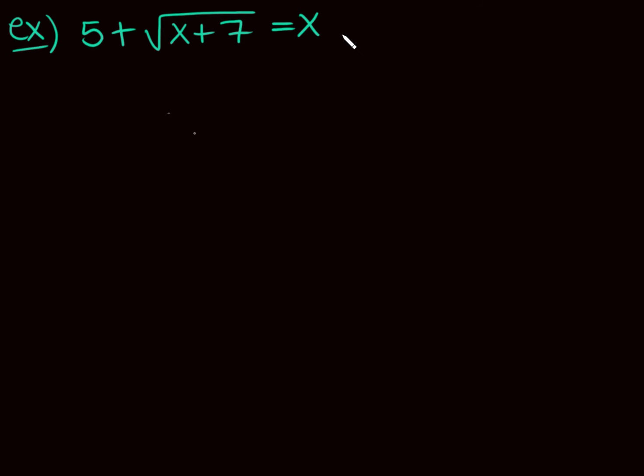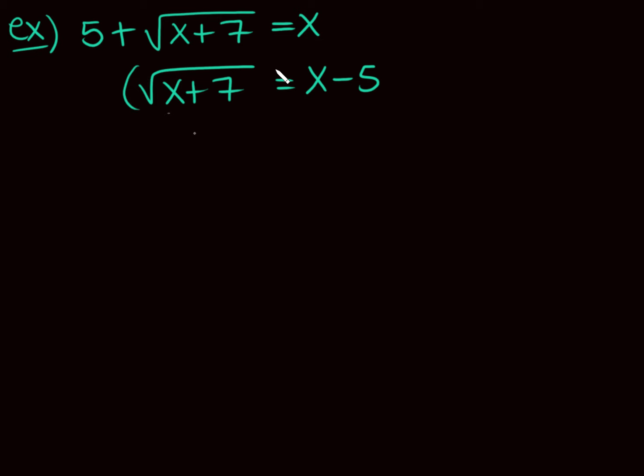With the last one, how I got that cube root by itself, my goal also with any of the radical equations, even if I have 2 radicals, which we'll do one like that, is to get at least one of the radicals by itself. If I can get at least one of the radicals by itself, then it's just going to be a little bit easier for me to solve. So I'm going to get the square root of x plus 7 by itself. So I'm going to subtract the 5. So I get the square root of x plus 7 equals x minus 5.